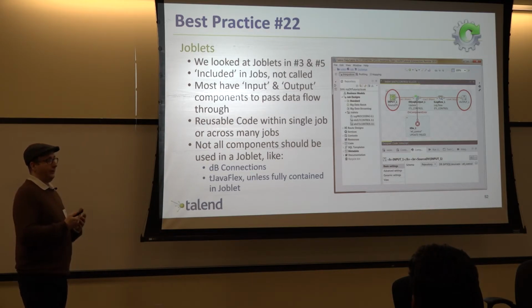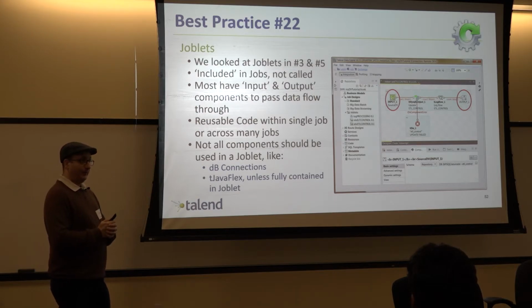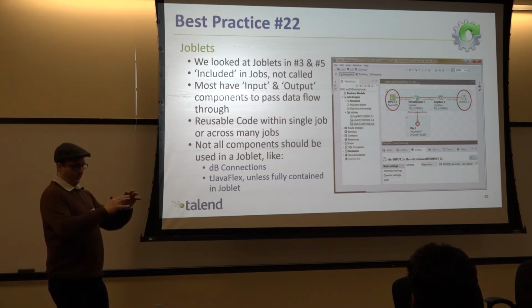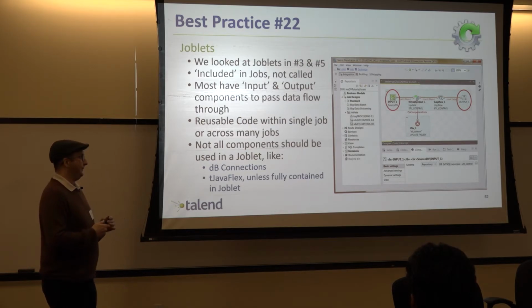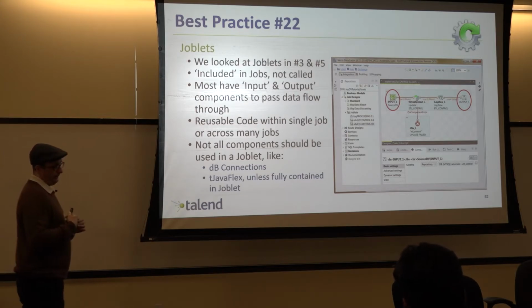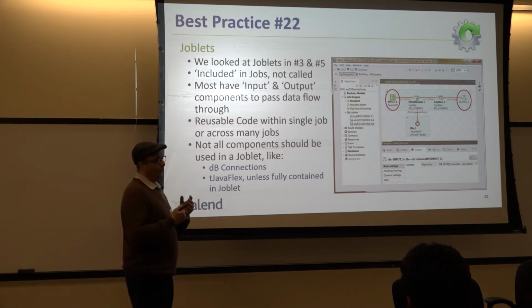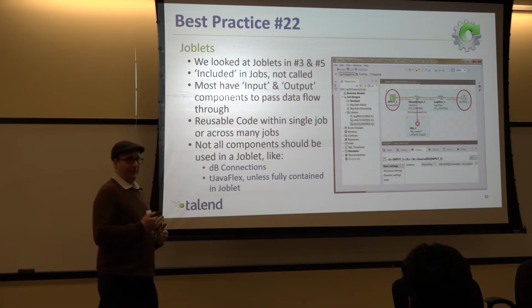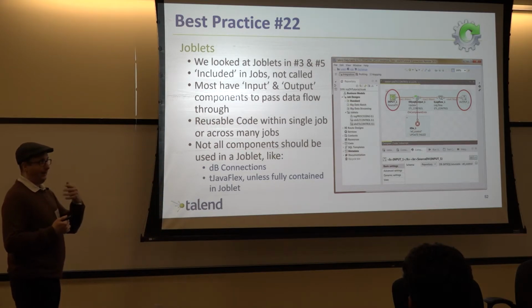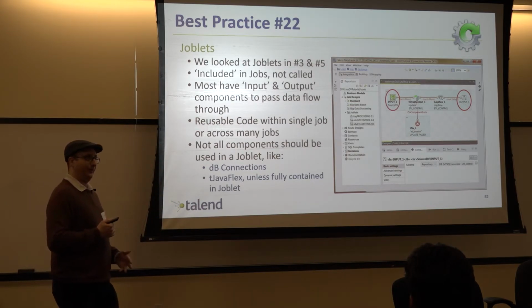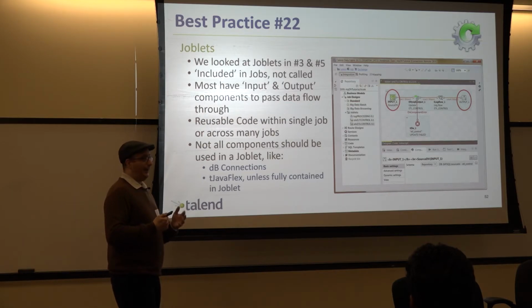The tRunJob is for running a child job. A joblet is something that will include that code inside the job that you're including it in. Instead of a call out, it's included, right? So the reason why that's also important is because if you're using the same joblet repeatedly throughout your job, it actually will be a copy of that code within your job multiple times. So that's really how that works.